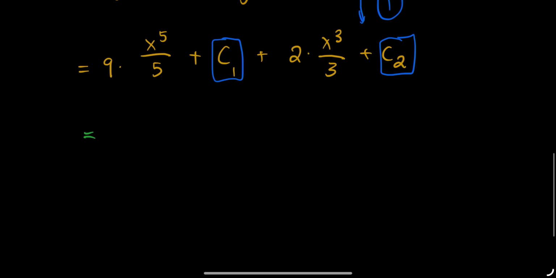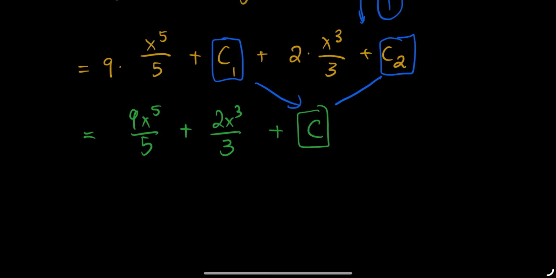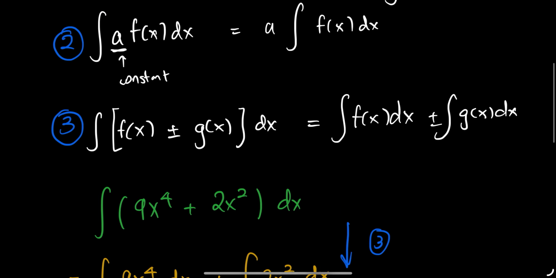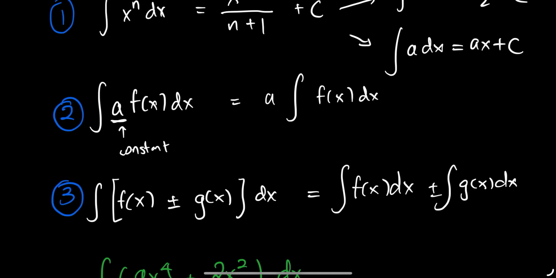So this is actually the same thing as 9x^5 over 5 plus 2x cubed over 3 plus c. Since these two result in c, it's just the same thing. Since they are arbitrary, the sum of two constants is just simply another constant. We can just loosely play with constants in general. So this is the intuition behind integrals. These are three very basic rules, and this is something that you can remember.